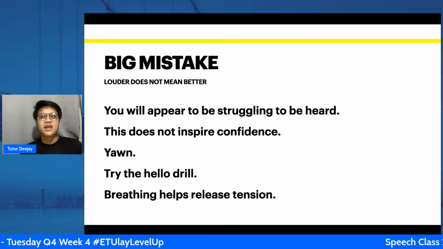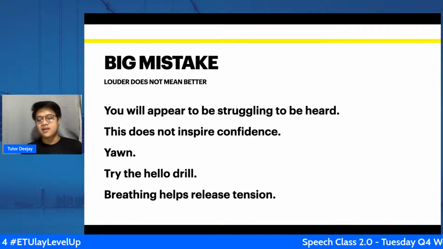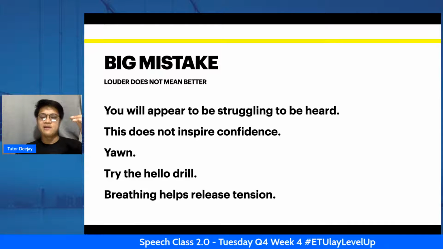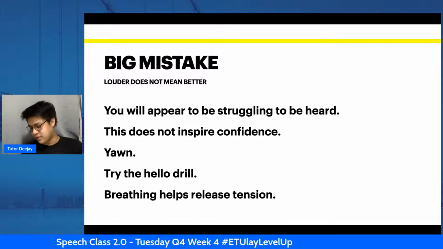Parang you are thinking that the voice or the volume of your voice is equivalent to the level of your confidence. No, it's not that way.